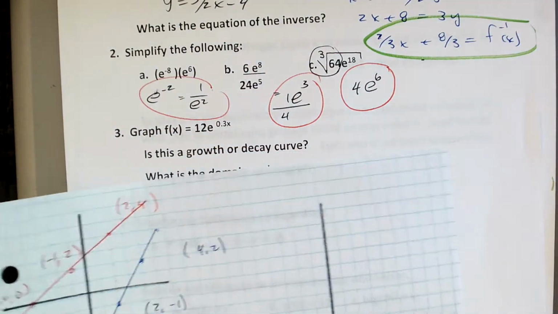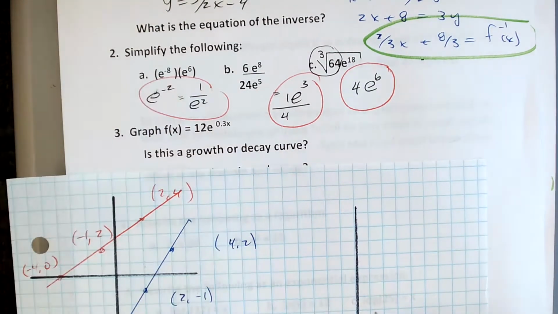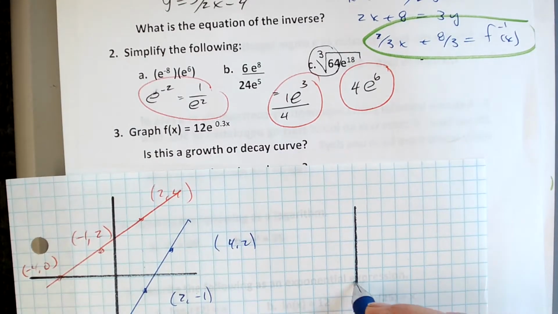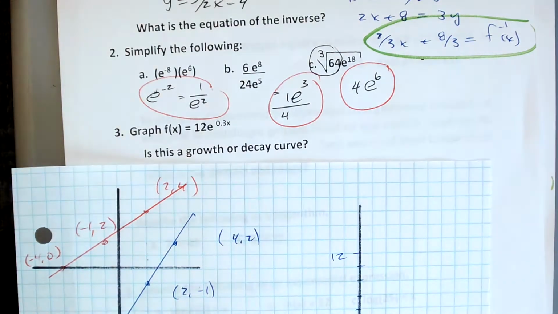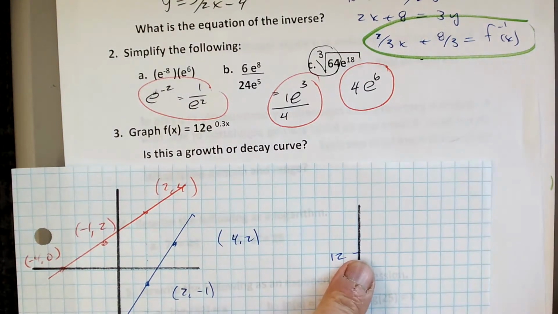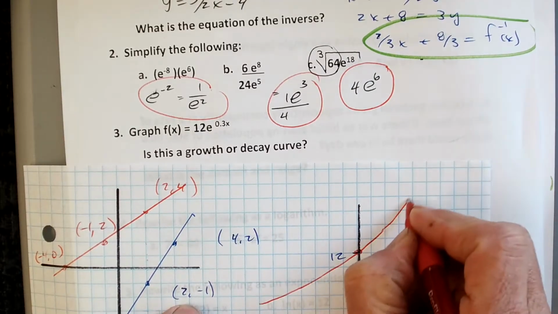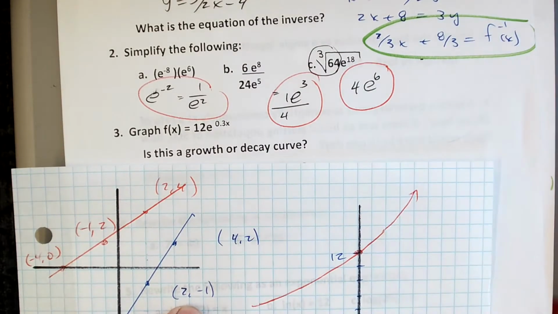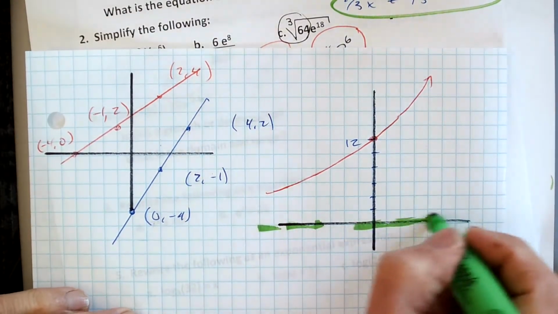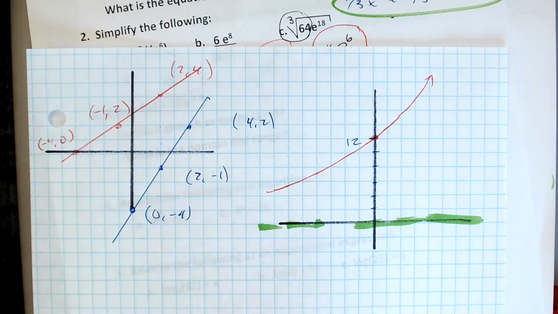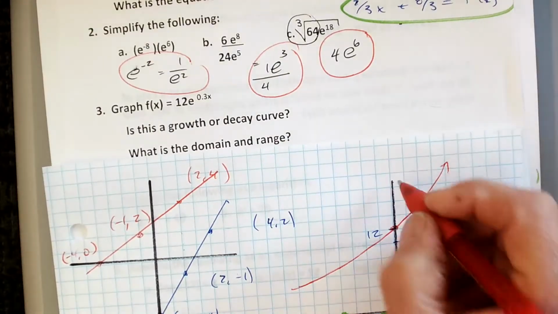So I'm going to start at 12. I know that. And a few features I need, let's go by 2. 2, 4, 6, 8, 10, 12. Okay. I need the shape. I need the correct y-intercept. It goes like this. Okay, I need the right shape. And I need my asymptote, which is at 0. Okay. That's what I need. Now, is it growth or decay? Obviously, it's going up, so it is growth.